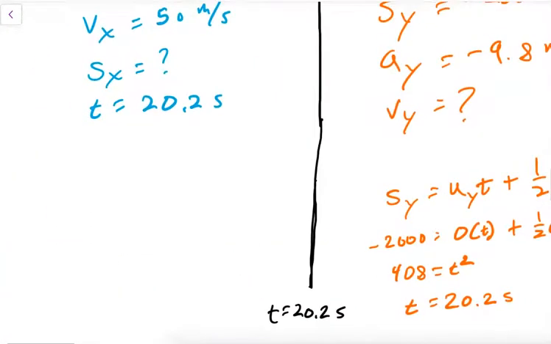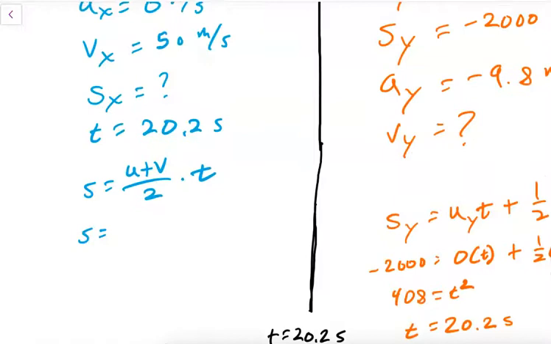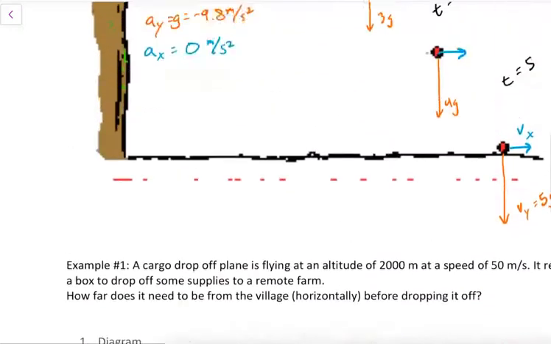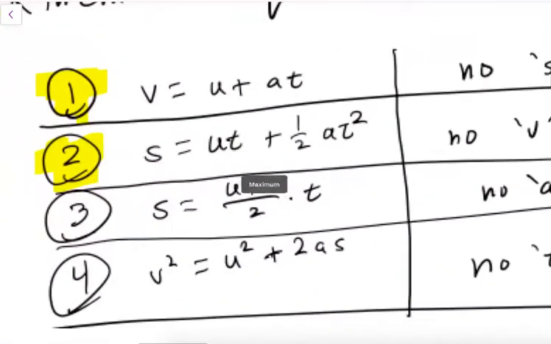This is s is equal to u plus v over 2 times t. And this is going to be a silly one, because this is 50 plus 50 divided by 2 times t, which is just s of x. So s of x is equal to 50 plus 50 divided by 2, that's just 50. So this is just telling you that s is equal to ut. Similarly, we could have used the second equation with plus 1/2 at squared, but that a would have been removed because a is 0, so it would have just been s is equal to ut.